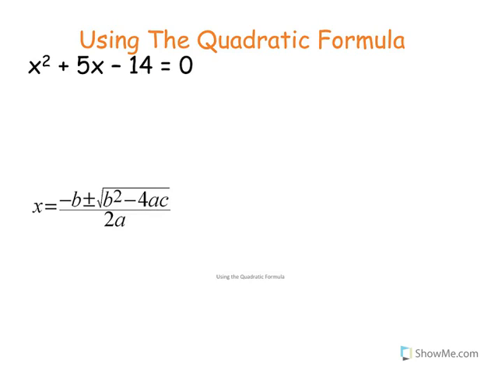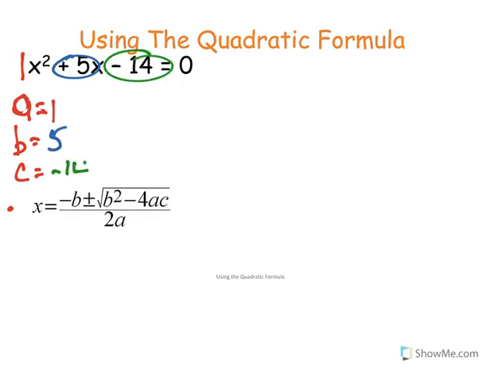So the first thing I'm going to do, I've got my quadratic formula down here, is identify a, b, and c. If we don't know a, b, and c, the formula is kind of useless. So a is the coefficient of x squared, which in this case is 1. B is the coefficient of x, which is 5. And c is the constant, which is negative 14.